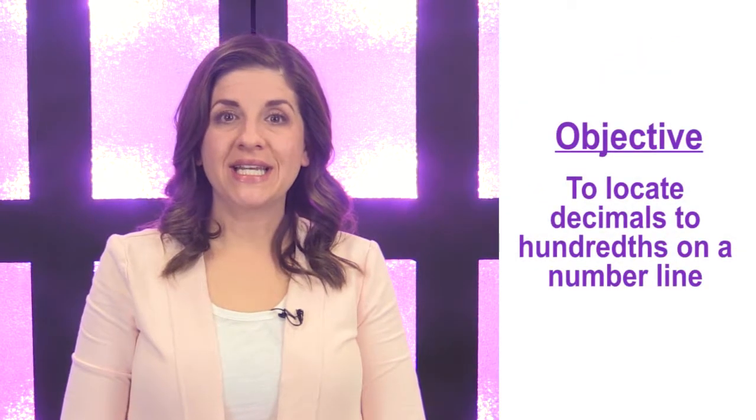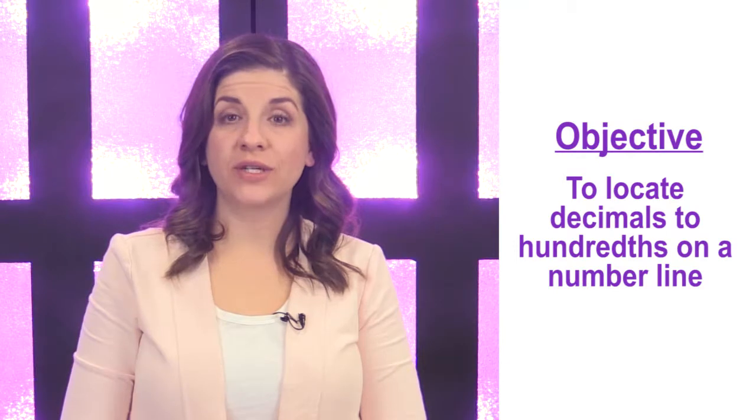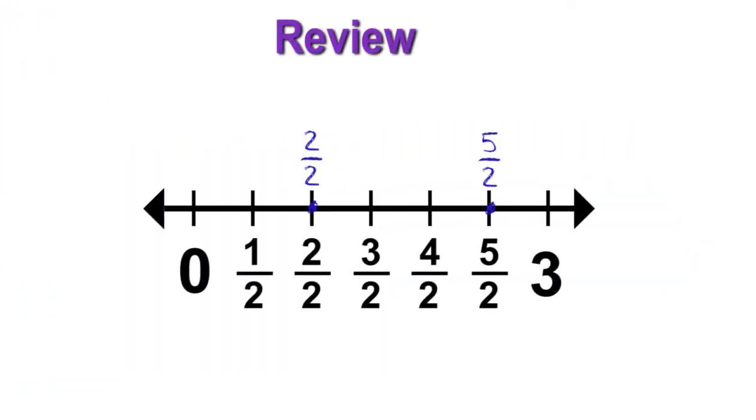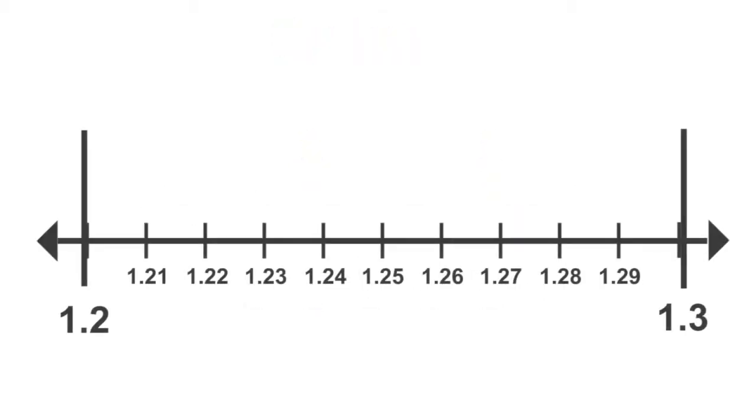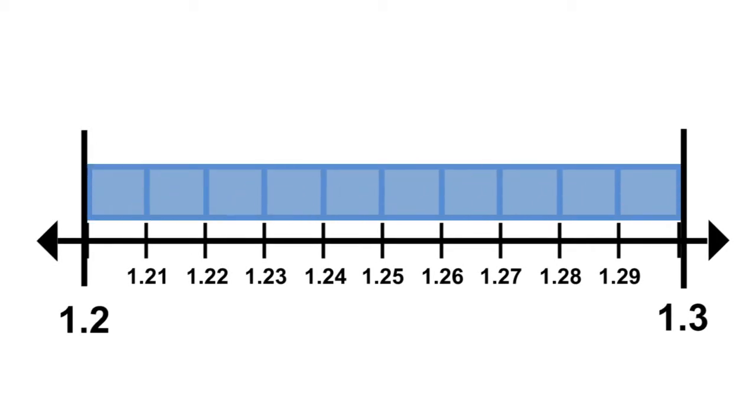The objective of this lesson is to locate decimals to hundredths on a number line. In previous lessons, students placed fractions on number lines. Students found the two whole numbers the fraction was in between. Today, students will use base 10 blocks to model decimals on a number line, understanding that a decimal is a number with one specific place on a number line.